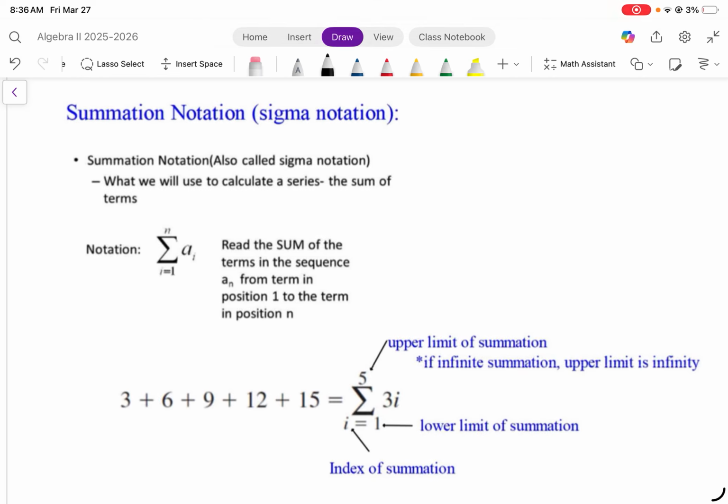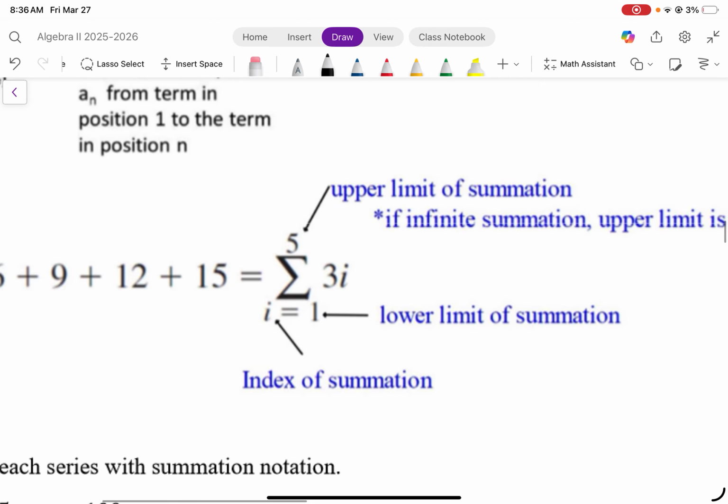All right, the last part of section 1 is our summation notation, or sometimes it's called sigma notation. With this, we use it to calculate a series. So that's, again, the sum of all of the terms. When we are writing this, the value on the top is telling you the upper limit. So that's like the ending of the series. That's the term number that we want to stop with. So this one we want to stop adding once we get to the 5th term.